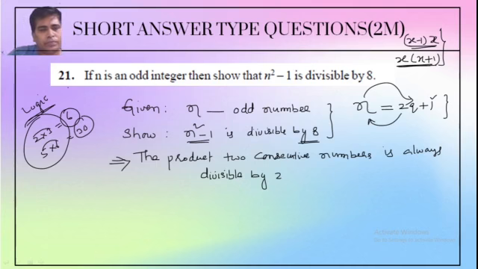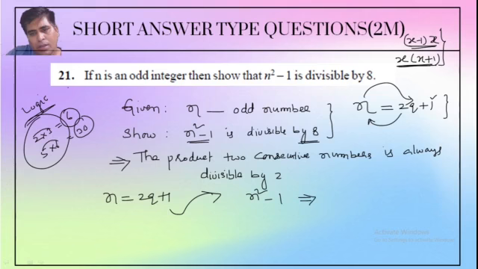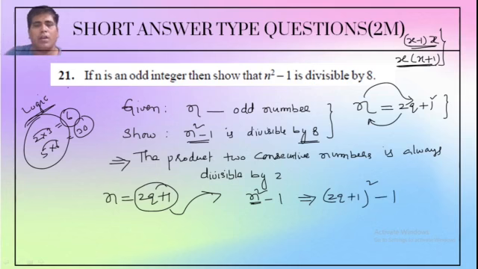So let us see. I am taking n is equal to 2q plus 1. This value I am substituting in n square minus 1. What is the n value? n value I can write as 2q plus 1. So 2q plus 1 whole square minus 1. I am substituting the n value in n square minus 1.